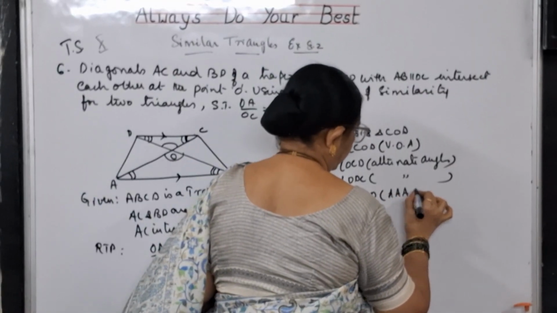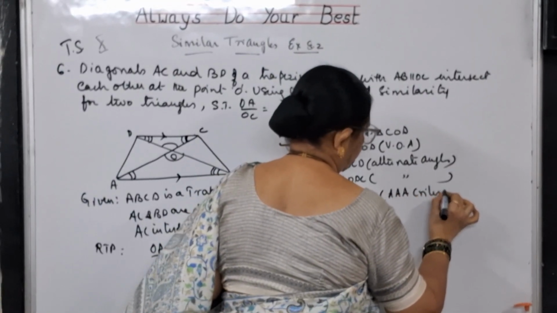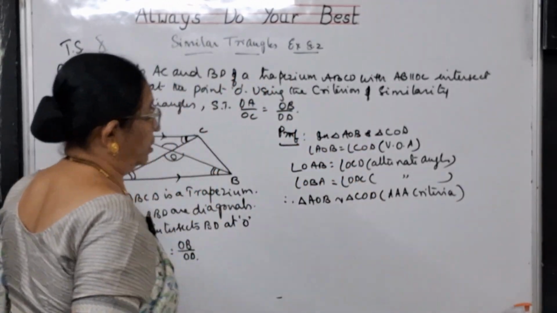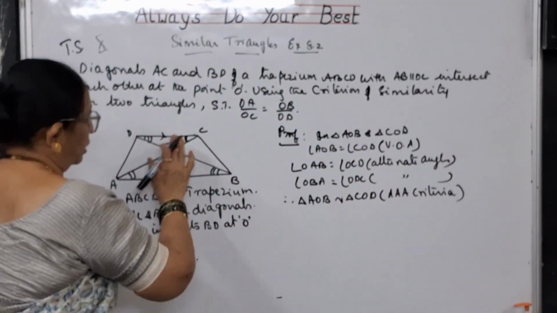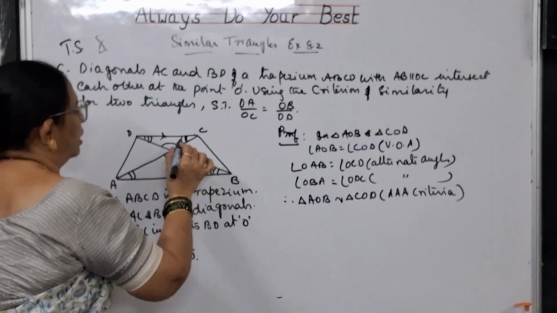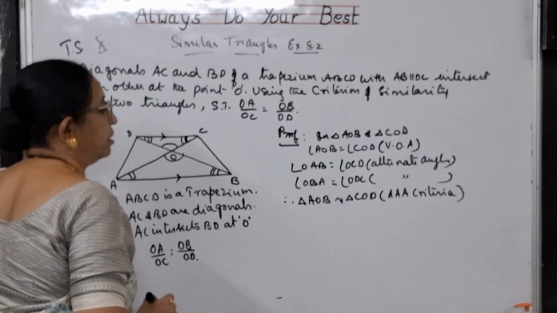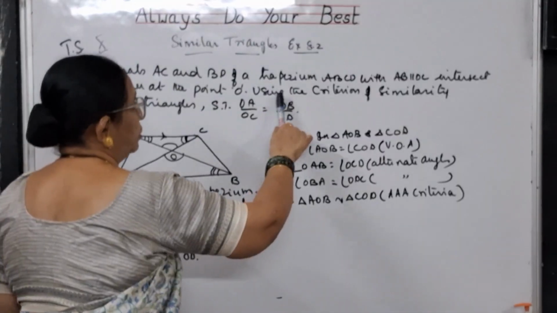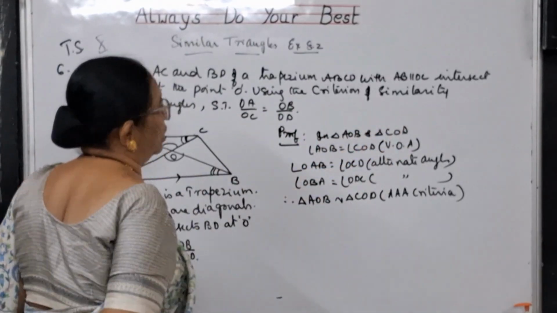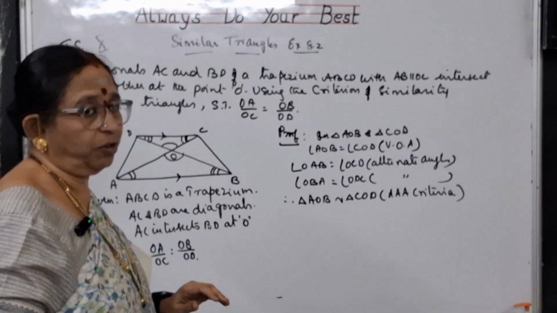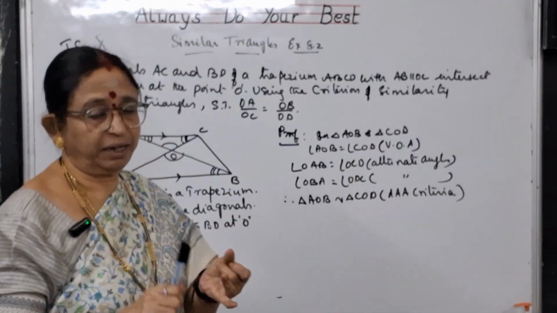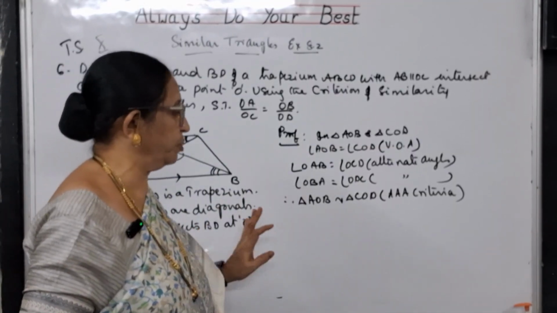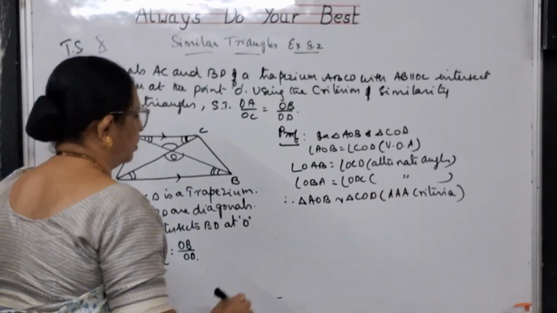Angle, angle, angle criteria. Children, by taking just two angles we can say that they are similar, basing on the angle-angle corollary. But in the problem, using the criterion of similarity, he said. The criteria you have learned are angle angle angle, side angle side, and side side side. So basing on that you have to prove. That is why I have proved in this way.